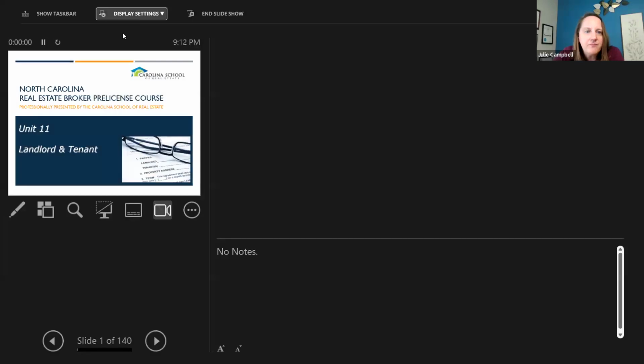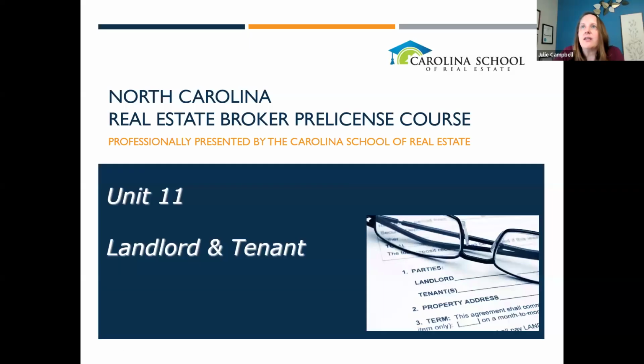Unit 11 is specifically the relationship between the landlord and the tenant. I don't care if the landlord has a real estate license or not. We're talking about the relationship between the landlord and the tenant. In unit 12, we bring in the property manager. In unit 12, the landlord has decided to hire an agent to manage their property. So unit 11, that landlord-tenant relationship.